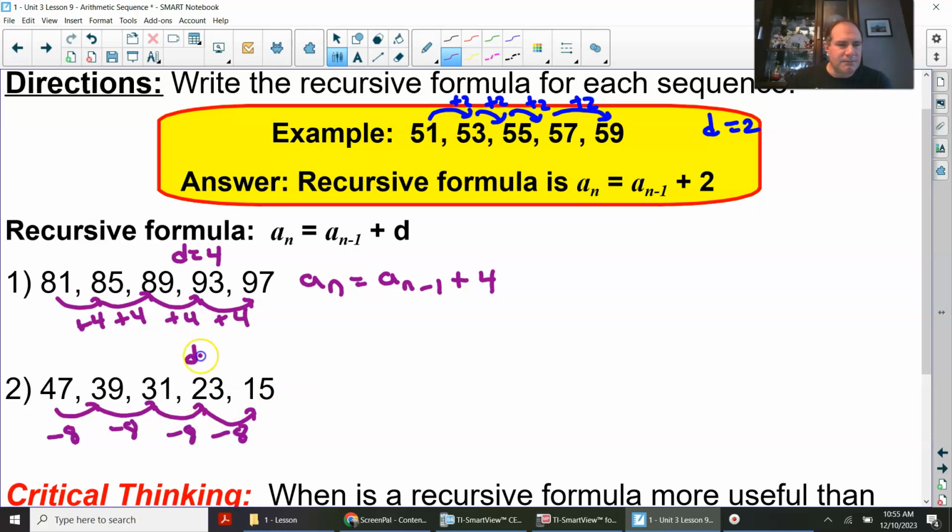So I'm going to put D equals negative 8. So the recursive formula is A sub n equals A sub n minus 1, for the prior term, plus, sorry, not plus this time, minus 8, because that is the common difference. That's what you're doing.